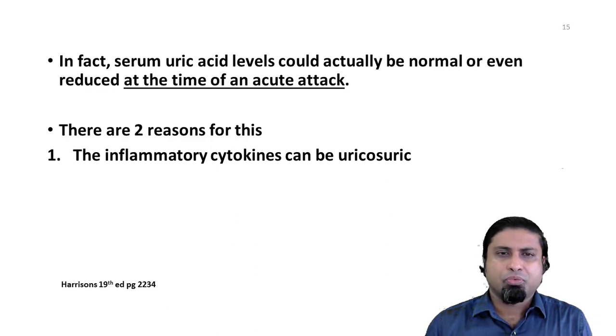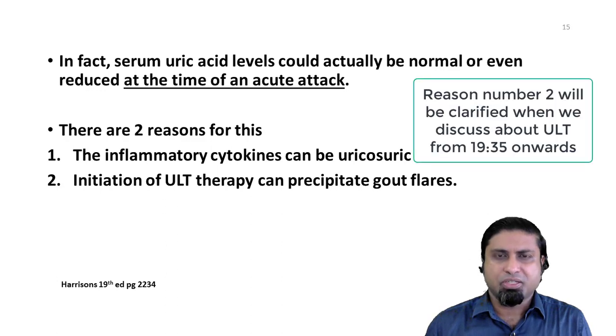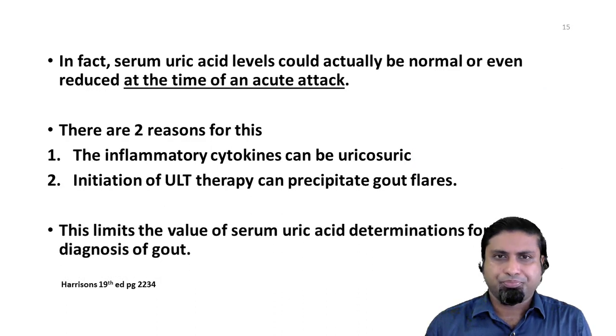Another reason which explains why serum uric acid may be normal or even low during an acute attack of gout is the initiation of urate-lowering therapy. We will see a lot more about urate-lowering therapy in the coming slides. So these are two reasons which explain why uric acid levels may actually be normal or even low during an acute attack of gout.